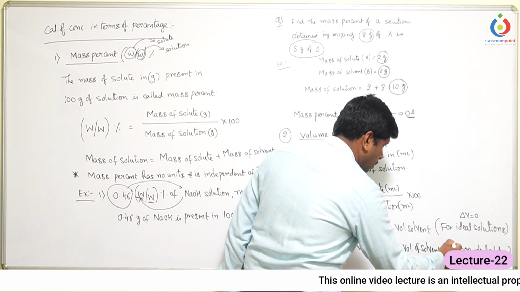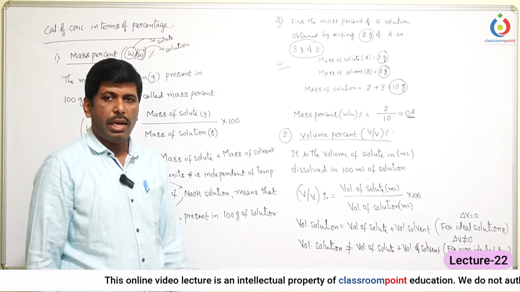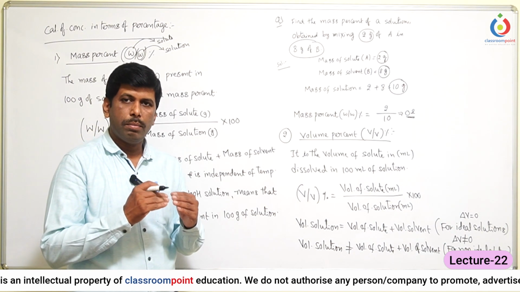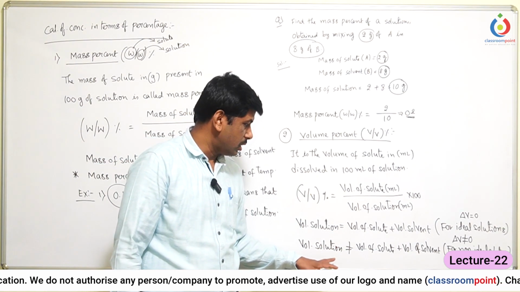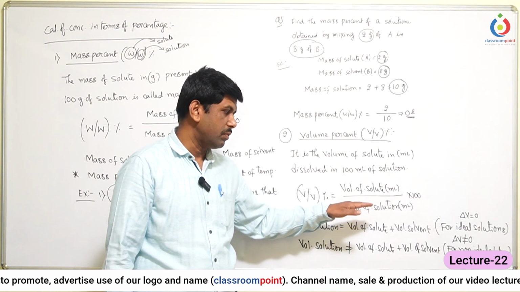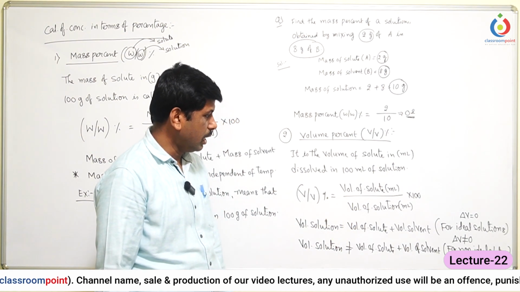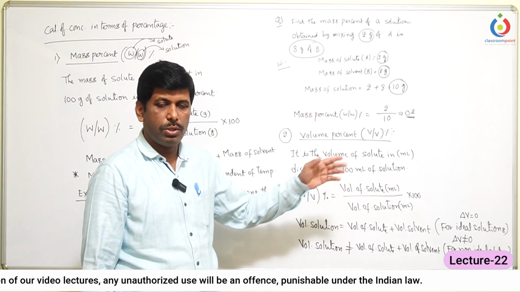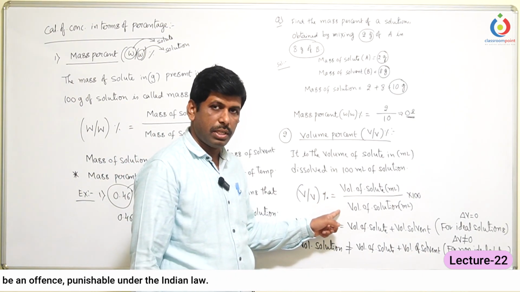So in terms of the non-ideal solutions, delta V value not equals to 0. That means by adding the solute and the solvent in terms of the non-ideal solutions, the total volume may increase or may decrease. That's why only in terms of the non-ideal solutions, you cannot add up the solute and the solvent volume. But in terms of the ideal solutions, we can add up the volume of the solute and the volume of the solvent. So here also, see ml are involved, means both are in the same units, so that units get cancelled. So volume percent also do not have any units, but it depends on the temperature.